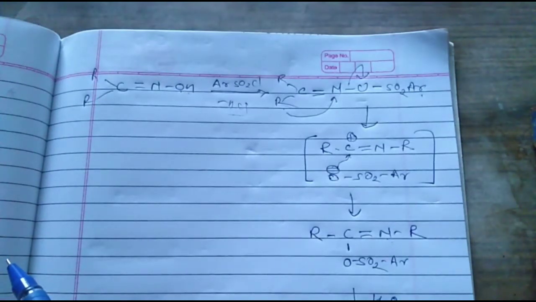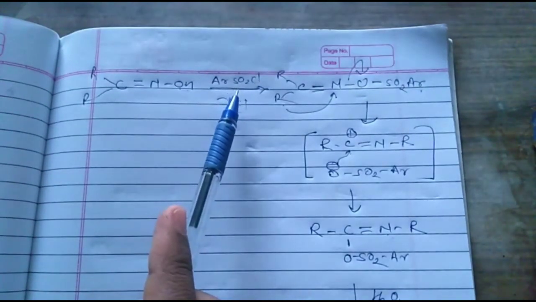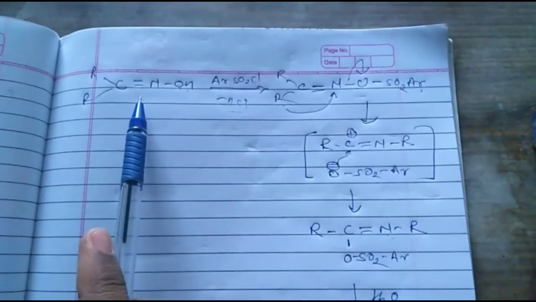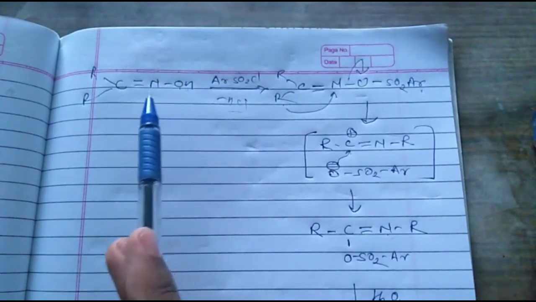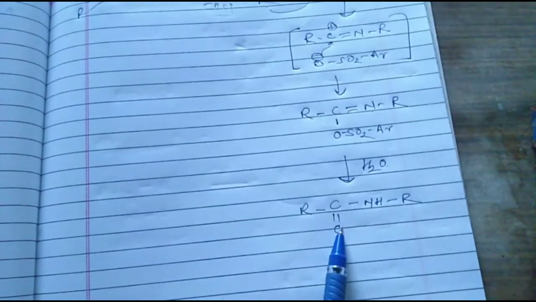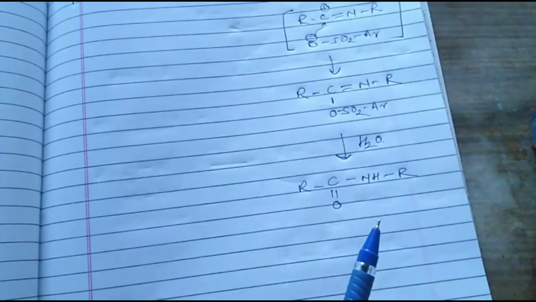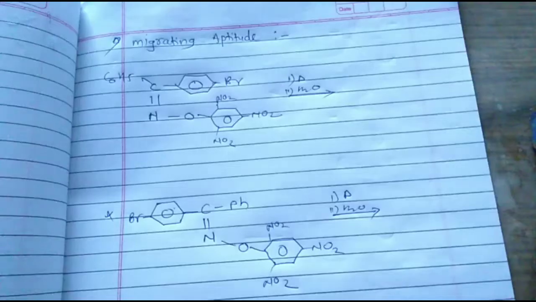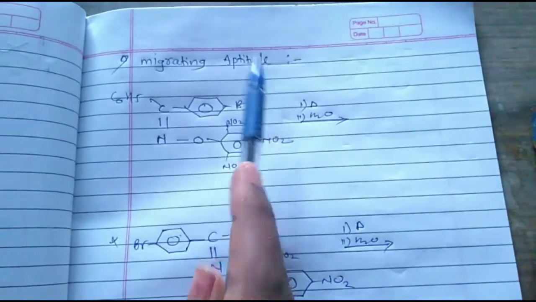That means this is not a protonated compound, but without this protonated compound we can also do the mechanism, or we can also convert the ketoxime into the product, that is the amide compound. Next, we are going to learn the migrating aptitude of the Beckmann rearrangement.